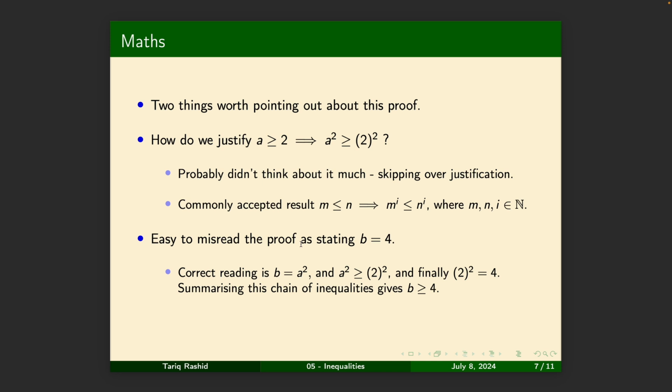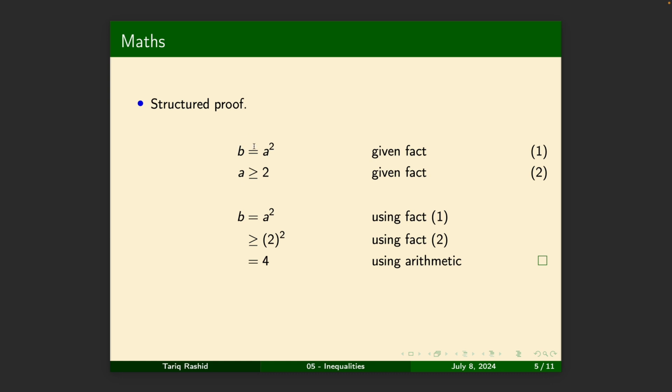The other interesting thing about this proof is that it's easy to misread. Let me show you what I mean. So often we write the proofs vertically, and we start off with a quantity and then look at the last line. So it's easy to say b equals 4. That's not true. It depends on the convention you follow for writing proofs. But I think the one that aligns with Lean is that the right hand side of a line is the left hand side of the next line. So this is b equals a squared, and the next line really means a squared is more than or equal to 2 squared, and then 2 squared equals 4.